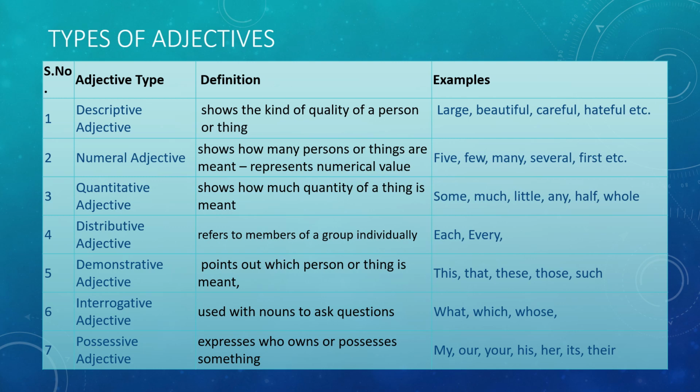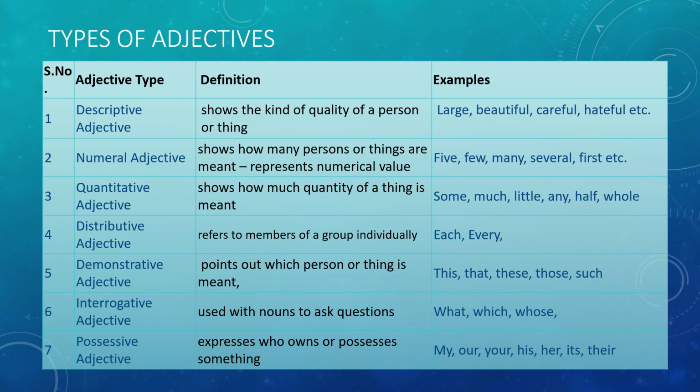Numeral adjective. It shows how many persons or things are meant. That is, it represents numerical value. I have 5 bananas. The country has several states.